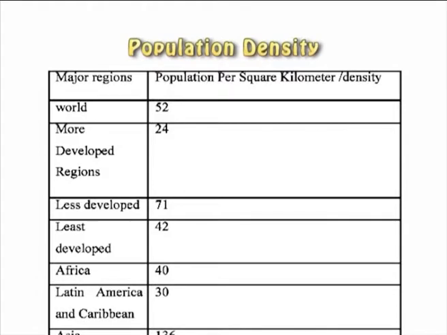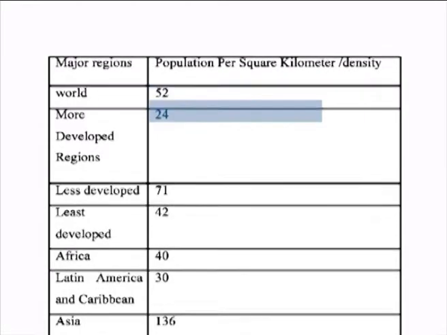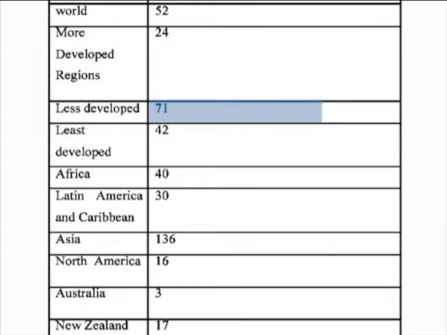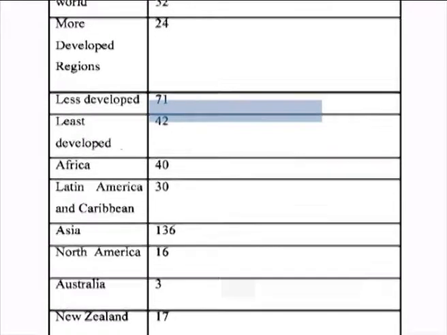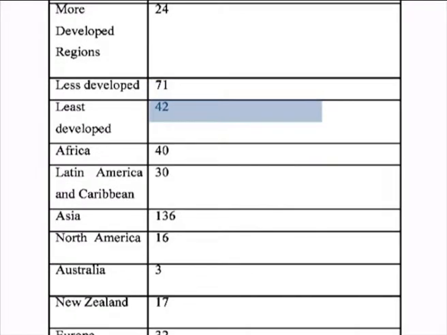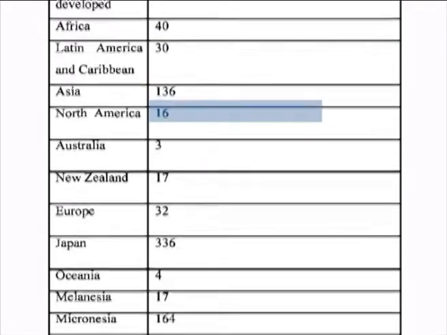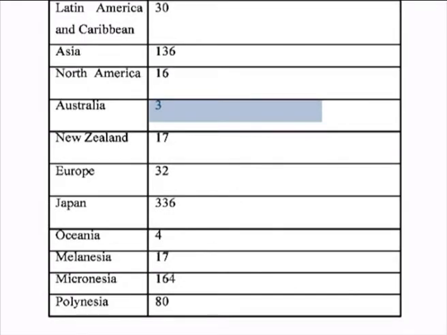Table 1 shows the density of population across different regions of the world. It can be clearly seen that there is quite a lot of disparity in this. For the world as a whole, the density of population is 52. For the more developed regions, it is 24, but for the less developed regions, it is high at 71. The least developed nations have a population density of 42 per square kilometer. Asia has a very high density of 136, while Australia has a pretty low density of 3.